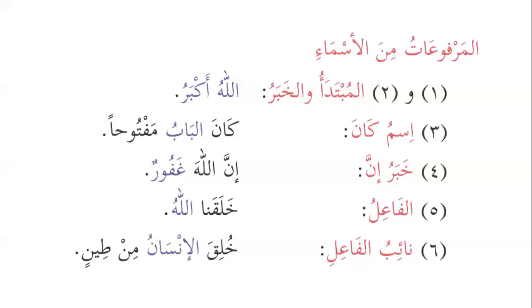Similarly, we say raf'ul yadain, raising of the hands. So rafa'a basically means to raise something. Rafa'a al-yadayn fi salah, raising hands in the prayer. So that's why it is called marfu'. And we know that marfu', when it is used in a nominal sentence, in jumlatul ismiyah, then it is called subject or predicate, mubtada and khabar. And when it is used in the verb, then it is called al-fa'il.